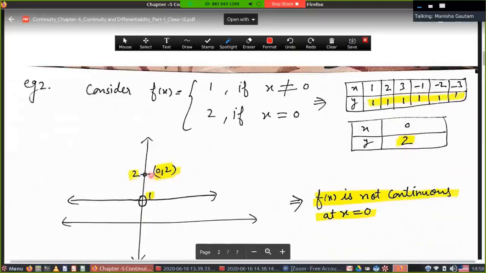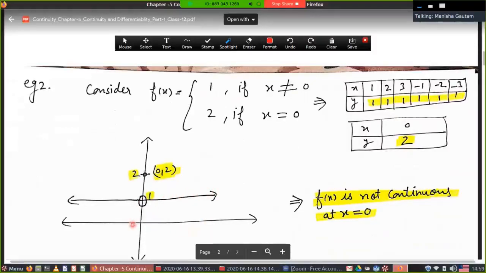At x is 0, y is 2. Very near to 0, from right and from left, you are always getting y is equal to 1. So at x is equal to 0.1, 0.2, 0.3, 1, 2, 3, 4, 5, what are you getting? Always y is 1.